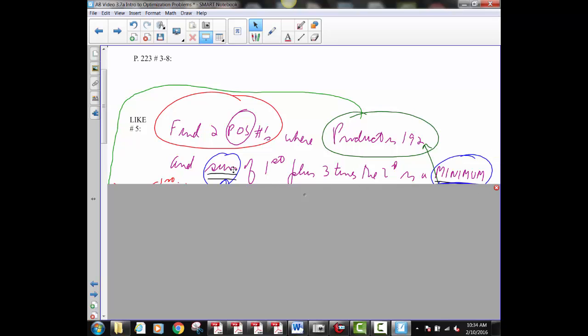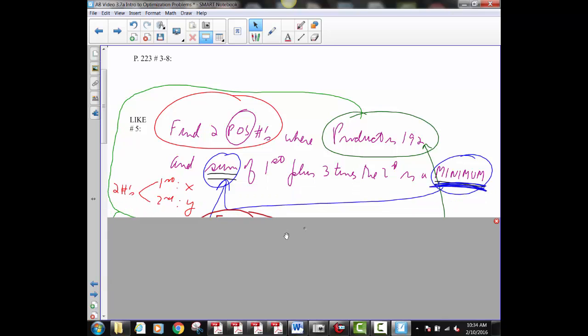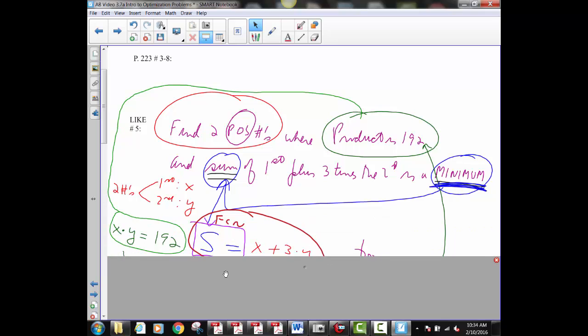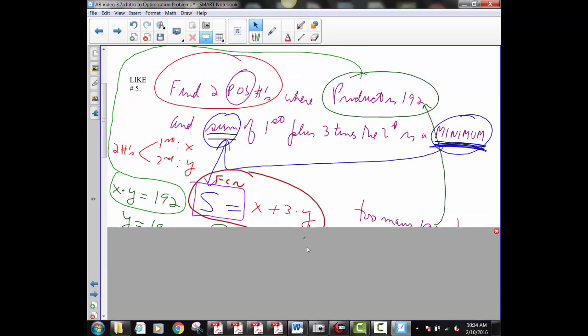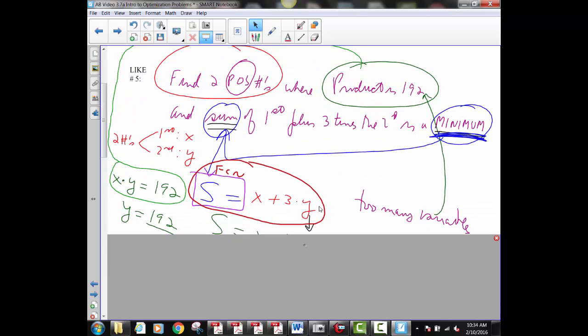So the thing you're trying to minimize is this famous sum right here. Let's call our two numbers x and y. The thing you want to minimize is the first plus 3 times the second. So S is what I'm trying to minimize. S equals the first number, which I'm calling x, plus 3 times the second number, which I'm calling y. But the problem with this function is there's too many variables.